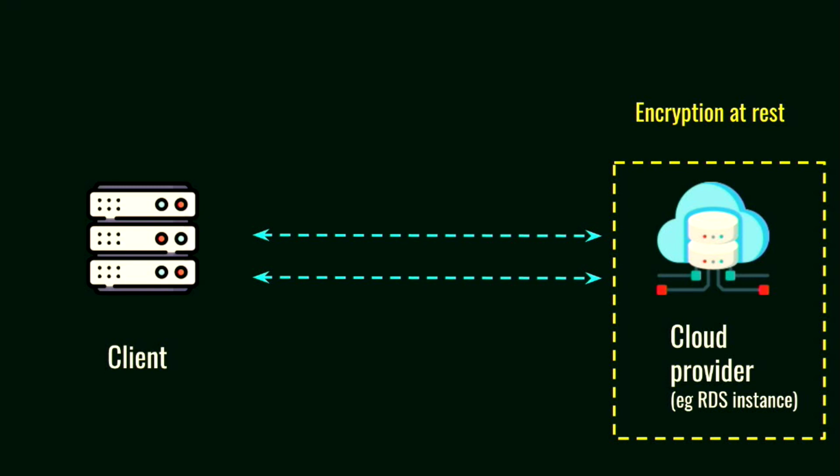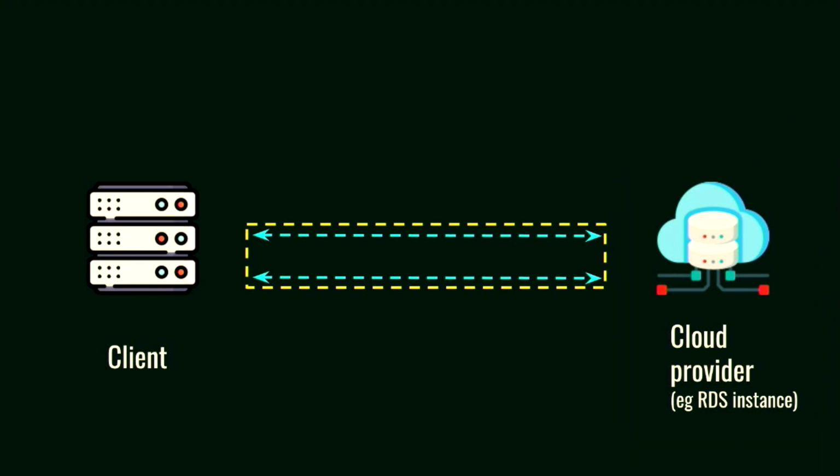This will protect our data from physical attacks to the underlying storage. But what happens when our data leaves our RDS instance in the cloud? Well, we could encrypt it using SSL or TLS, and this is known as encryption in transit.